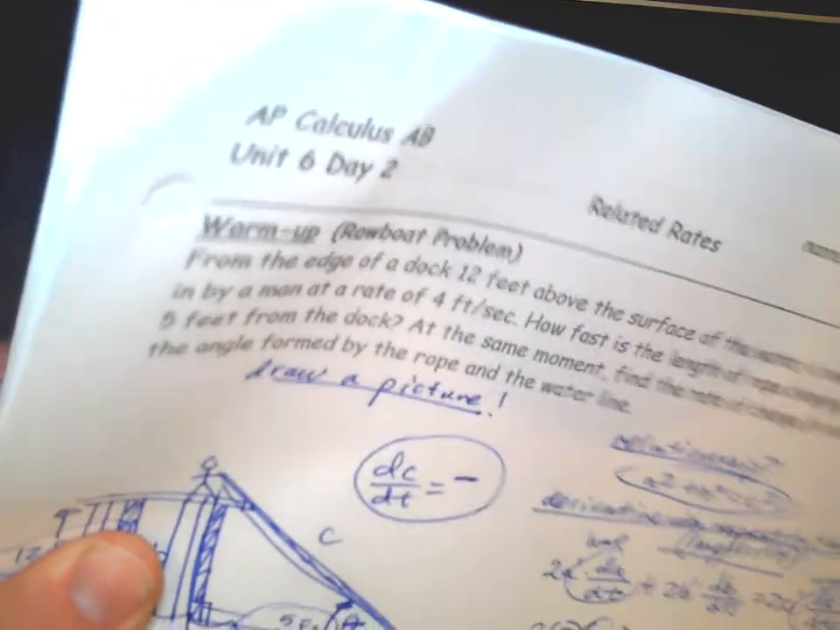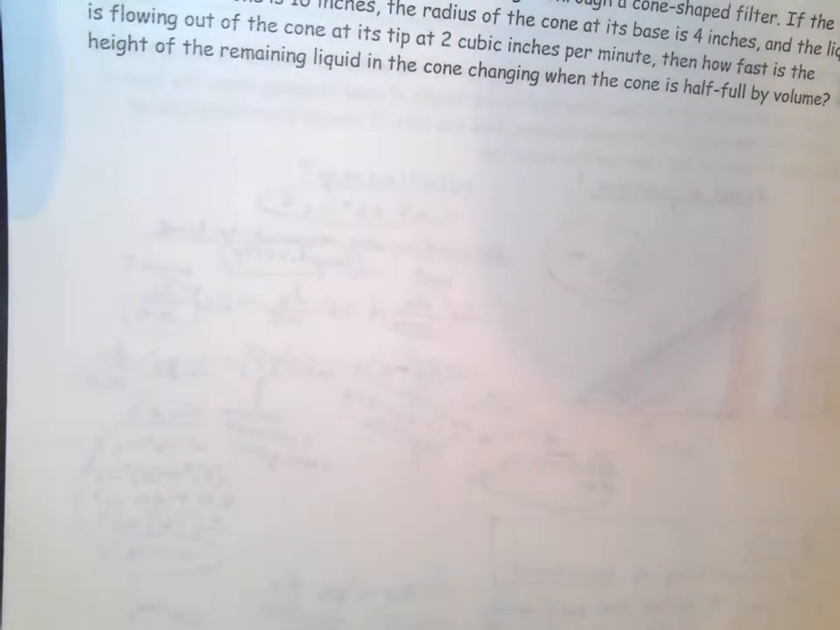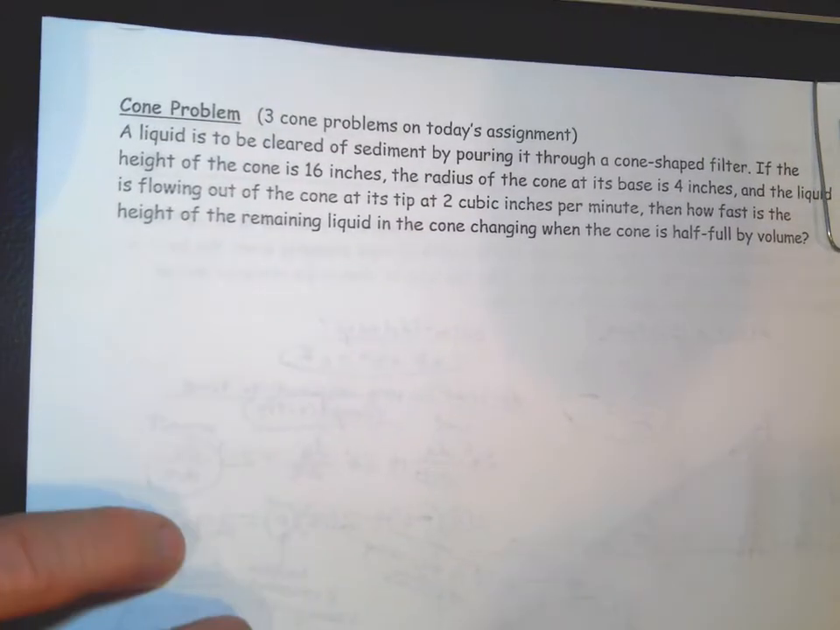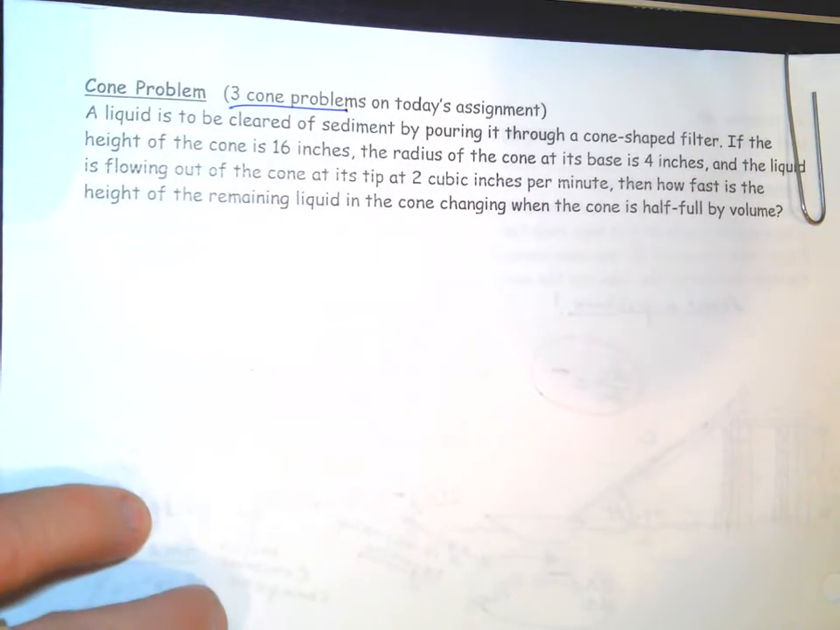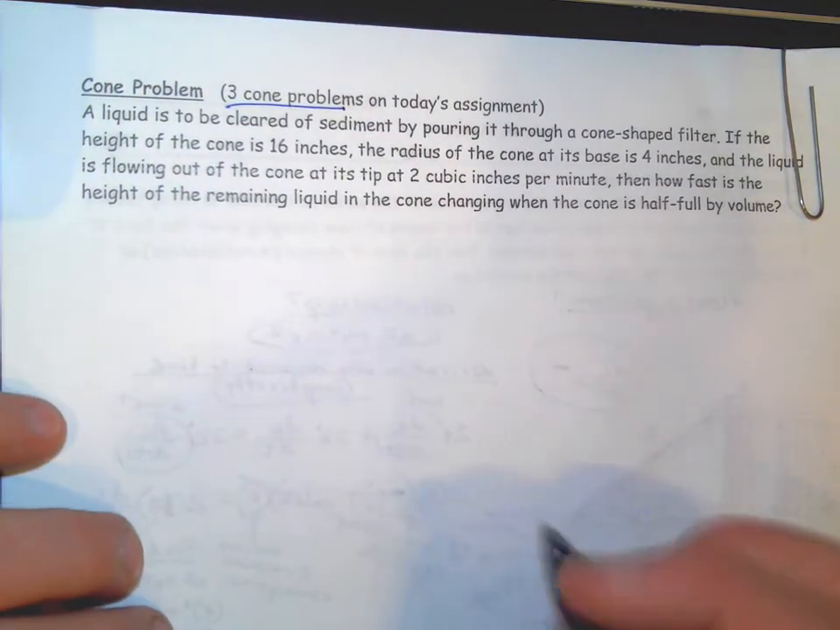Now, let's do the problem on the back as just one more helpful thing. Now, the problem on the back has to do with a cone. And there's a lot of cone problems. On the last summer assignment, there was one cone problem, but it wasn't as tricky as most cone problems. So there's 3 cone problems on today's assignment. So you really want to see this because this is going to really help you. They kind of have their own strategy.